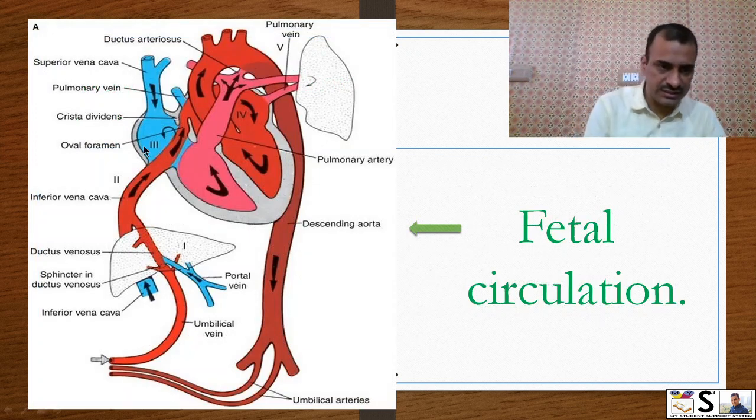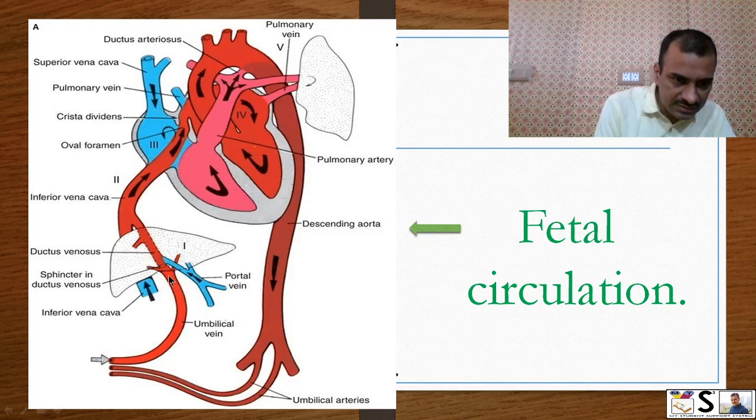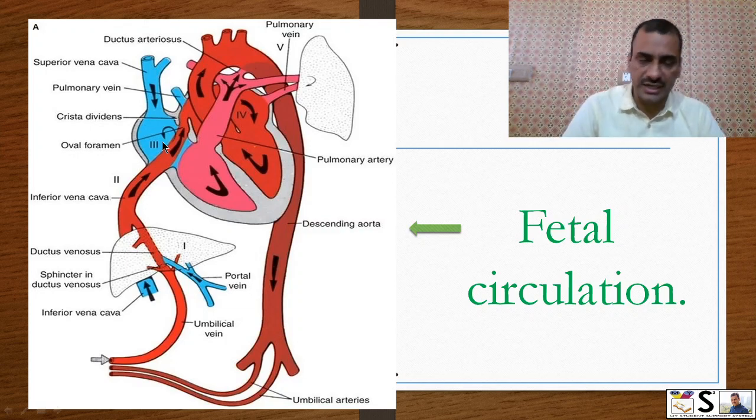Here you can see the umbilical vein. We have shown it in red color because it contains more oxygen. Then, while going to the liver, there is a bypass known as the ductus venosus. So the ductus venosus will bypass the liver, and this blood will go to the inferior vena cava and then directly to the right atrium of the fetus.